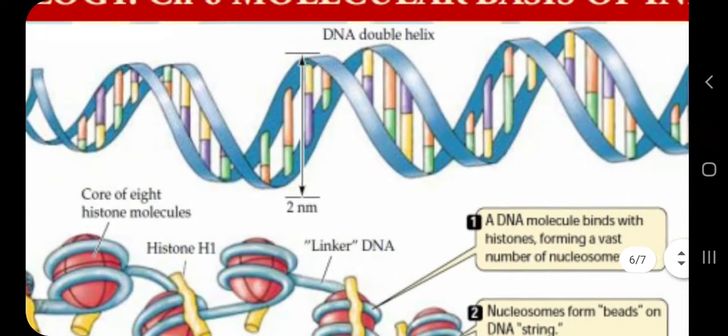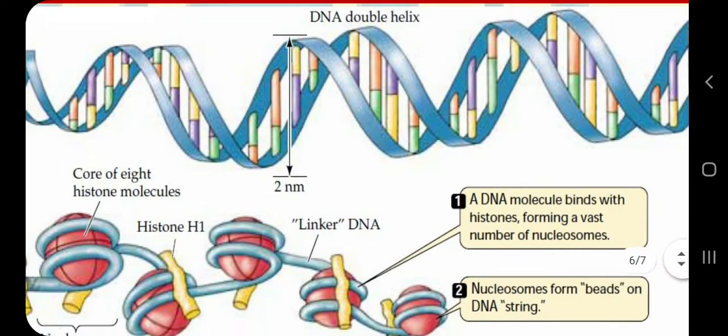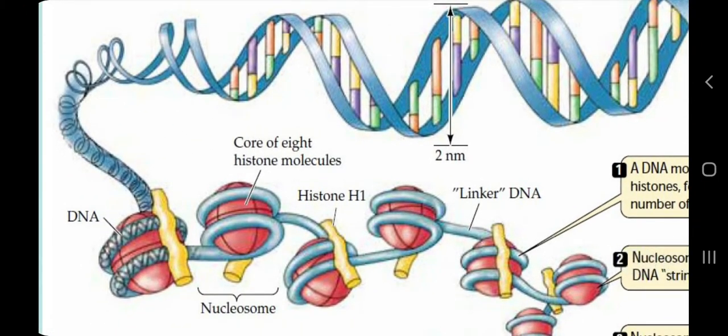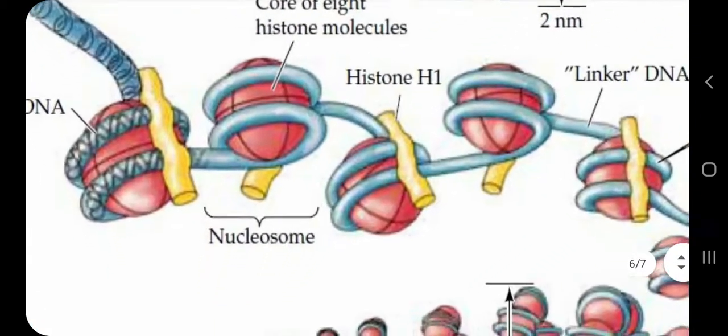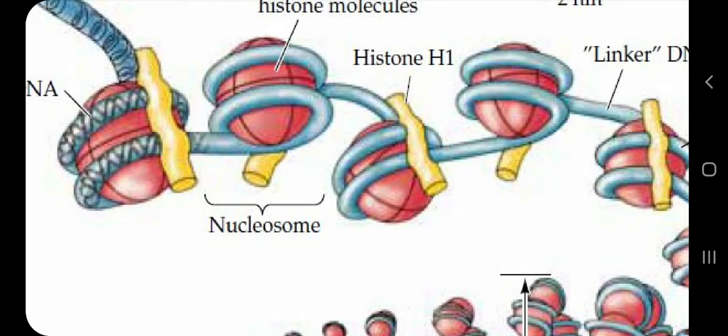So we started with 2 nanometer width DNA, then it was wrapped around a histone octamer, which is a spherical structure, and this histone octamer plus wrapped DNA is called nucleosome. So you can say the unit of chromosome is nucleosome, not the DNA, because chromosomes are made up of DNA plus protein. But in nucleosome we are only including this octamer plus DNA, not this H1.